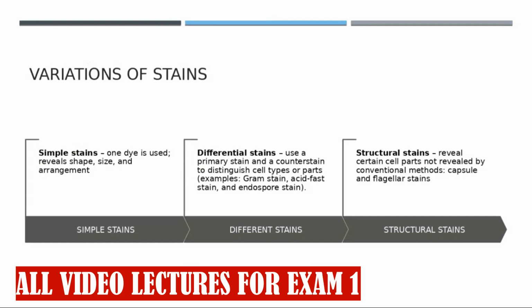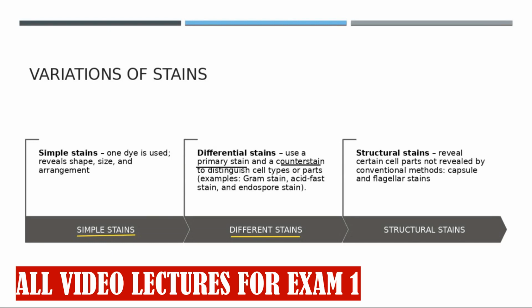Now, there are some variations in staining. The first one is called simple stain. A simple stain only uses one dye, whether a basic dye or a negative dye. It's only using one type of dye. The second type is called differential stain. This one uses at least two different types of dyes. Usually the primary stain, the first dye, will be a basic dye, while the counterstain, the second dye, will be an acidic dye.